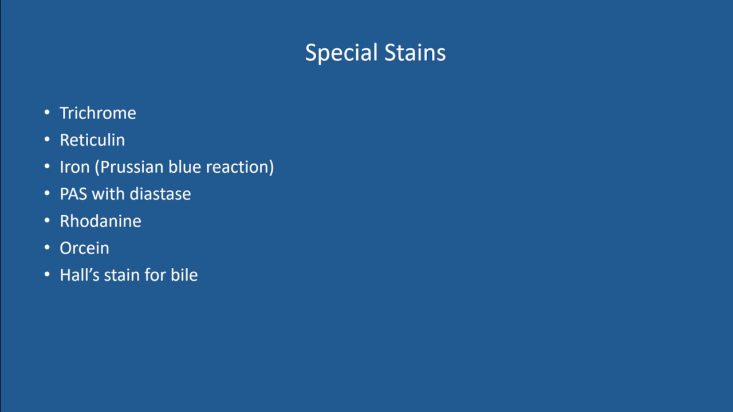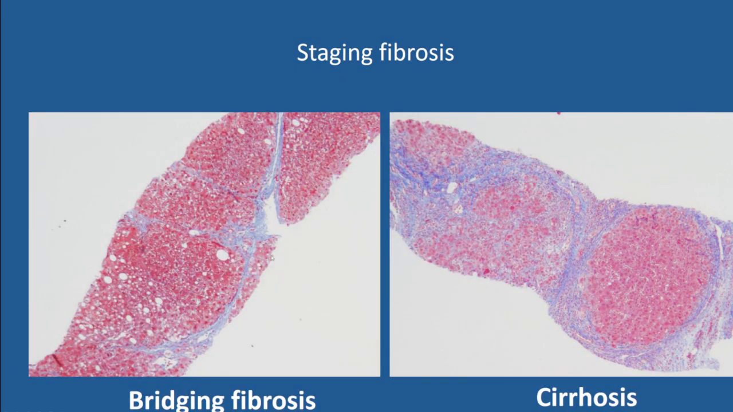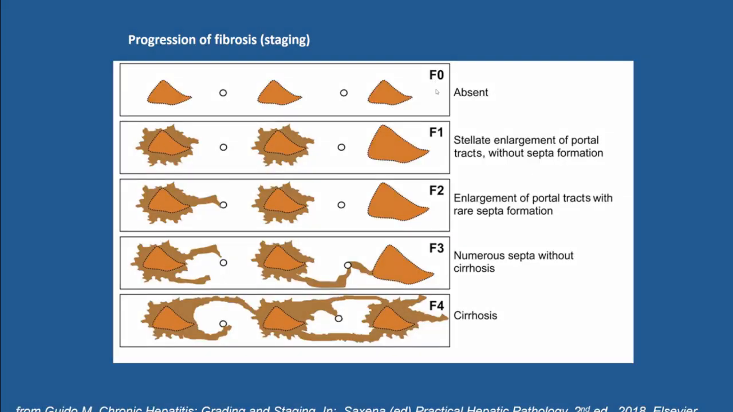Now, I just want to talk very briefly about special stains. So the trichrome stain, I've shown you this picture before, and it's used for staging fibrosis. Now, this one is bridging fibrosis. Here we have cirrhosis, and we have a whole spectrum of fibrosis as it begins around the portal tract, begins to bridge, and then begins to form cirrhotic nodules.